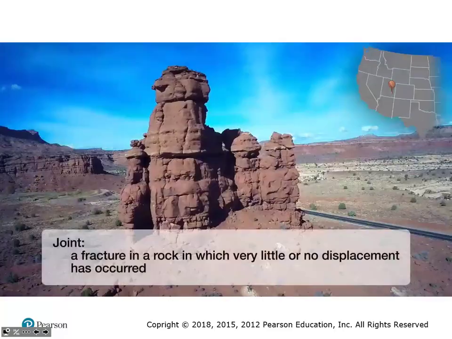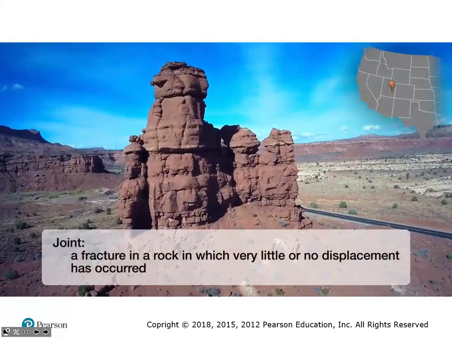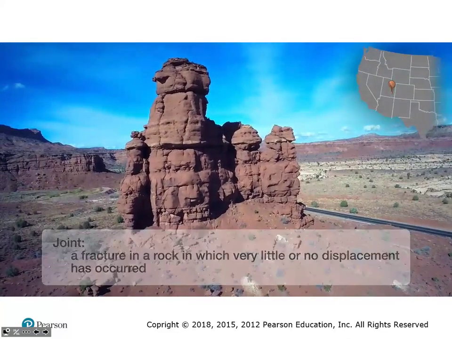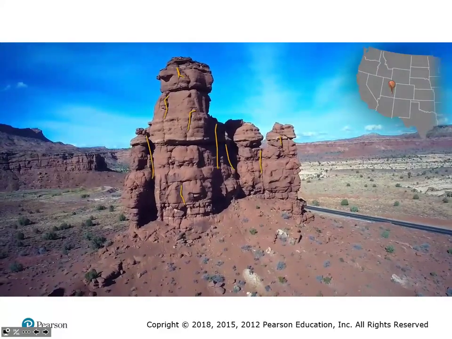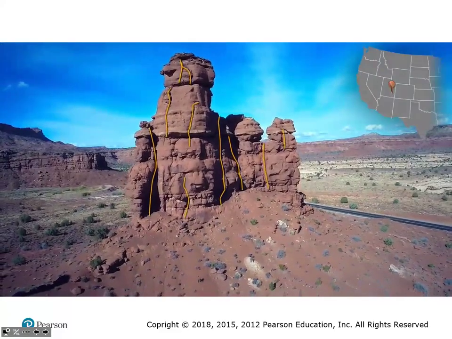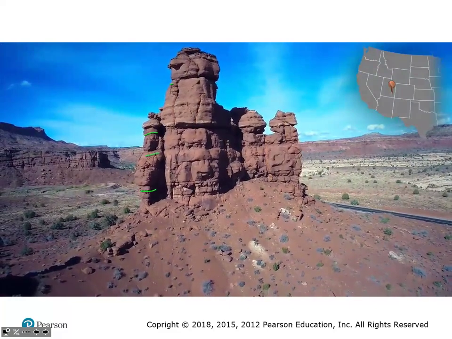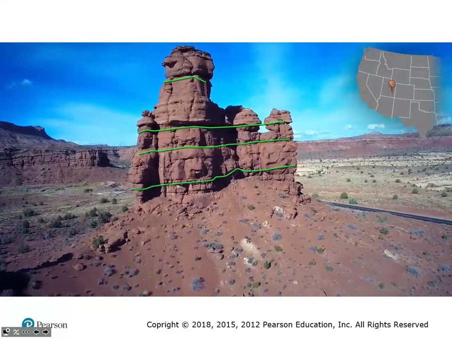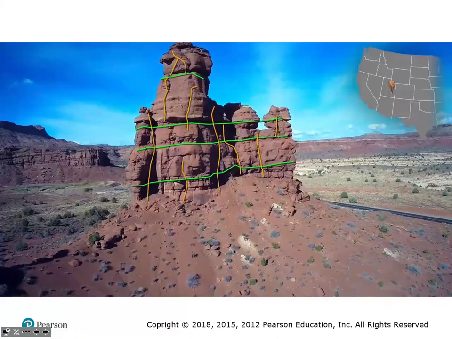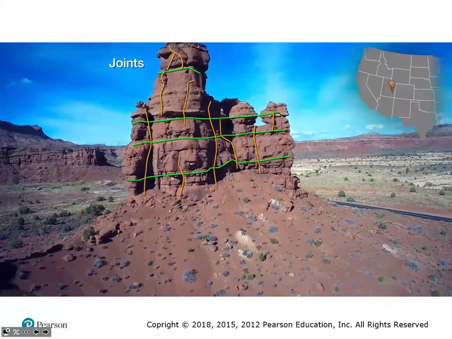A joint is a fracture in the rock in which very little or no displacement has occurred. Joints essentially appear as visible cracks in rocks. At this location, an easy way to recognize joints is to first identify sedimentary rock layers. If the layers are laterally continuous and you can easily trace a layer across the fracture, then it is a joint.